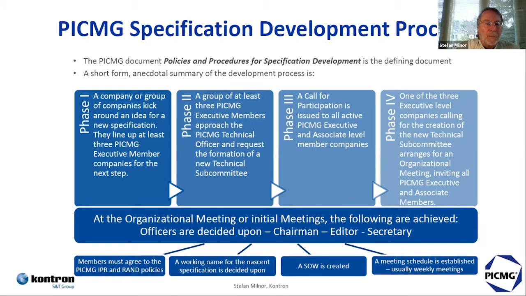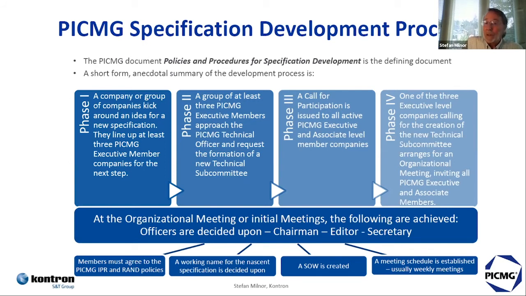So phase 1, this is before PICMG is involved. A company or group of companies kick around an idea for a new specification. They line up at least 3 PICMG executive member companies for the next step. After they've kicked that idea around and they think they have something, they go on to phase 2. That group of 3 companies approach the PICMG technical officer and request the formation of a new technical subcommittee. And usually the technical officer says yes. He might go back and forth a bit, but he blesses the committee.